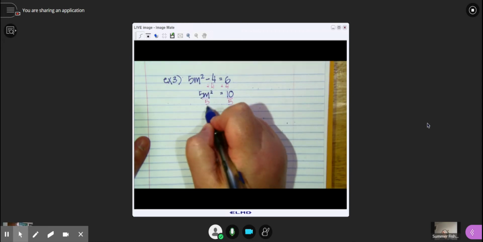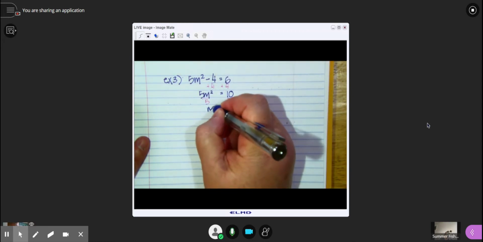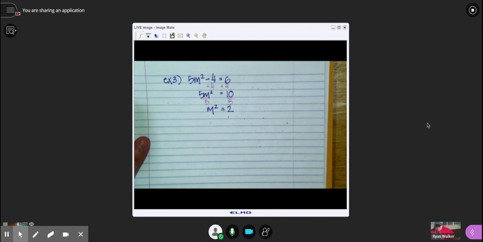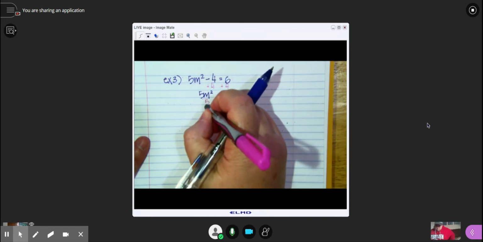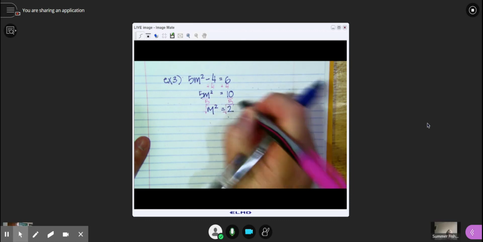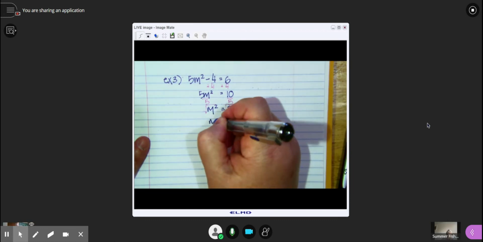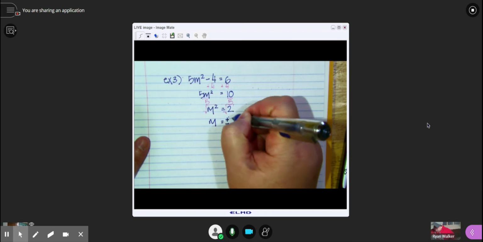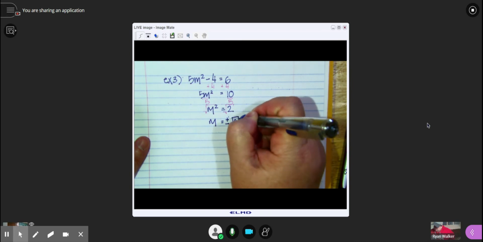So now the 5s will cancel, and I have m squared is equal to 2. And then I can take the square root of both sides, and m is equal to a positive negative square root of 2.